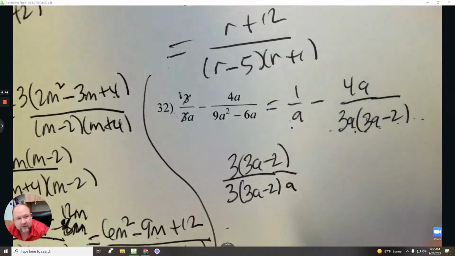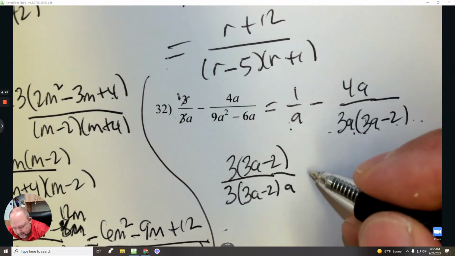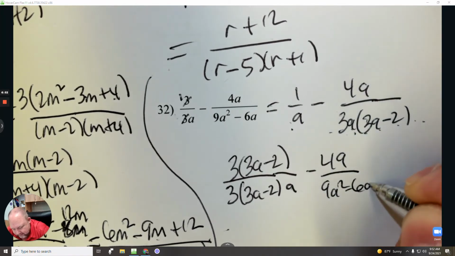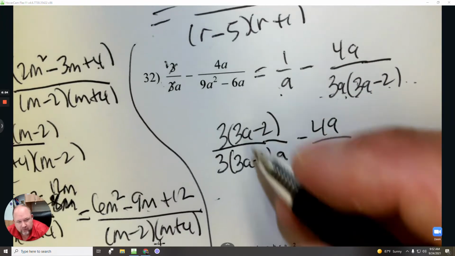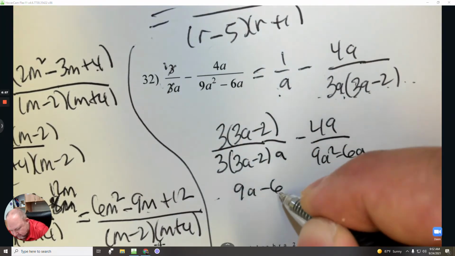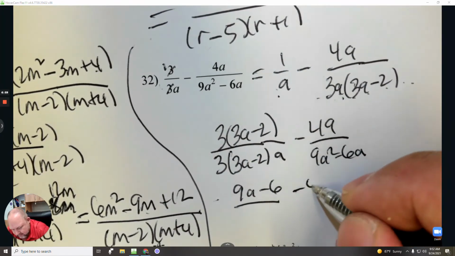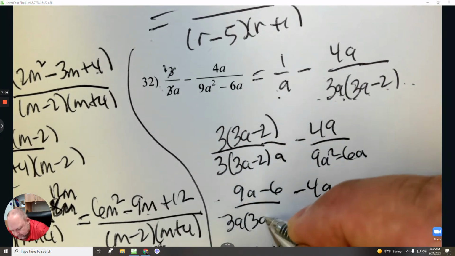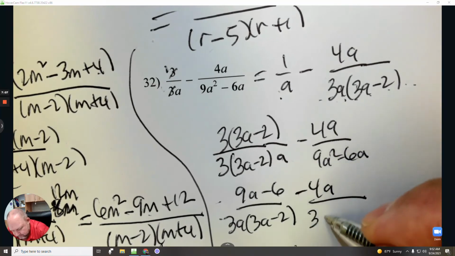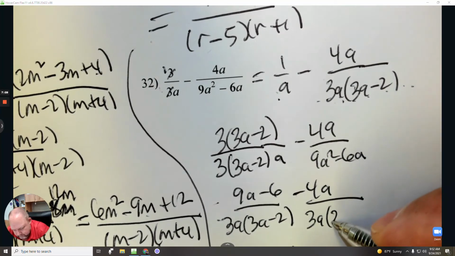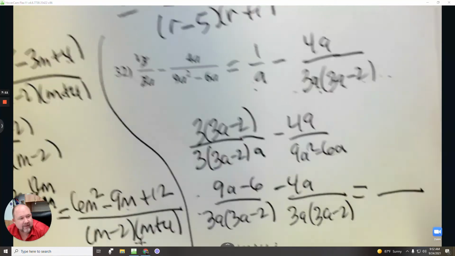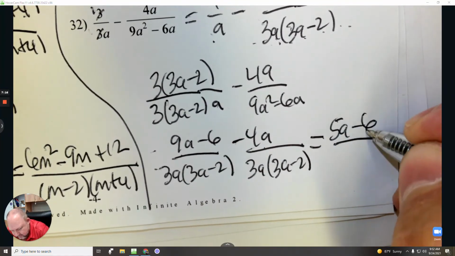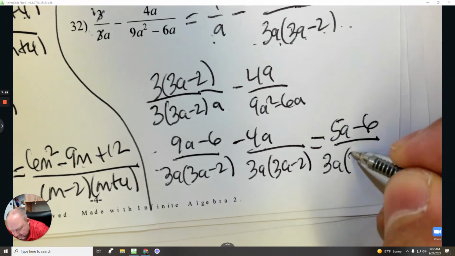Remember there's a 1 here. Now the denominators are the same. I'm going to distribute, and I'm going to combine like terms for the numerator. So when I multiply, that's 9a minus 6 minus 4a, and then the last step, 9 take away 4 is 5a minus 6, and then the common denominator.